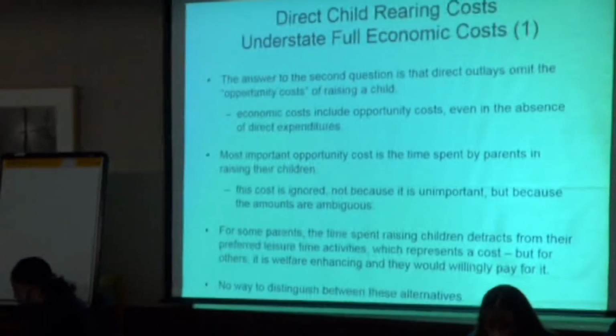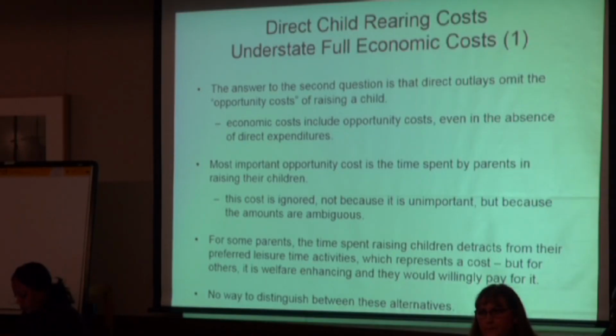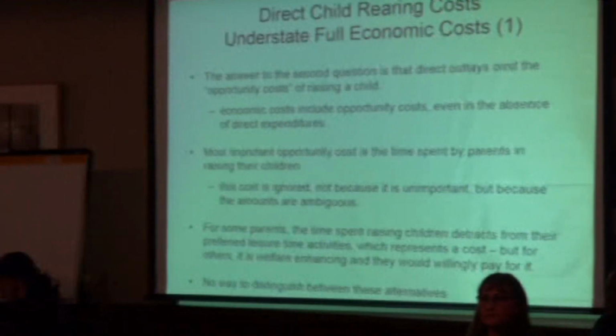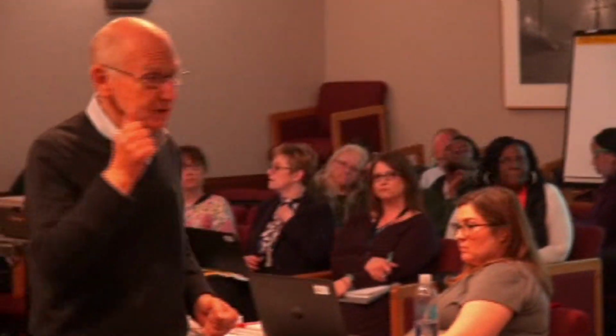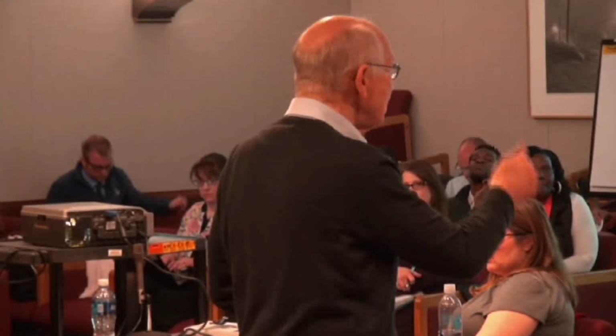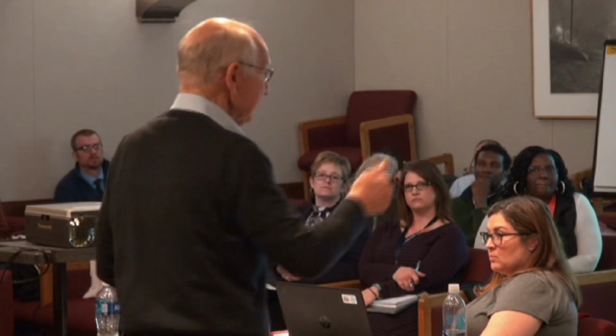The most important opportunity cost is clearly the time spent by the parents in raising their children. We and everybody else ignore that cost. We ignore it because parents are so different. We don't know how to deal with that. So I want to acknowledge that is probably the most important opportunity cost around, but we ignore it. And if the task force has a way to deal with that on a policy basis, that'd be great, but there's no economics that I could offer here.